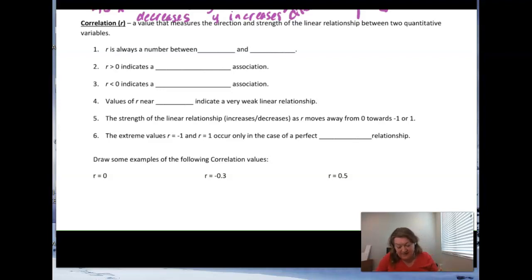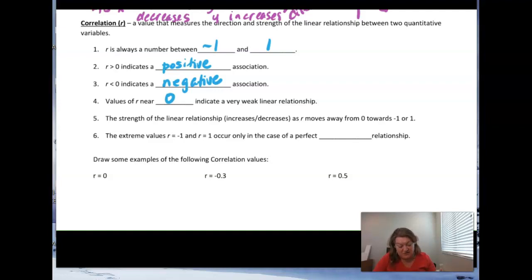Okay, so let's give you some facts about R's. We already know that they're always between -1 and 1. Anytime R is greater than 0, it indicates a positive association. Anytime R is less than 0, it indicates a negative association. Values near 0 indicate a very weak relationship for a linear relationship. The strength of a linear relationship increases or decreases as R moves away from 0 towards -1 or 1.